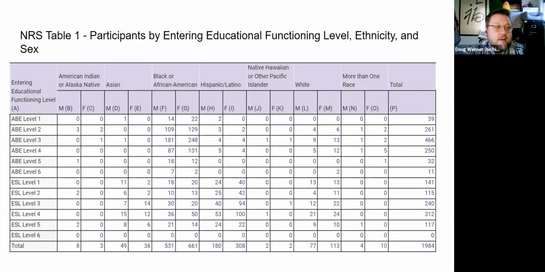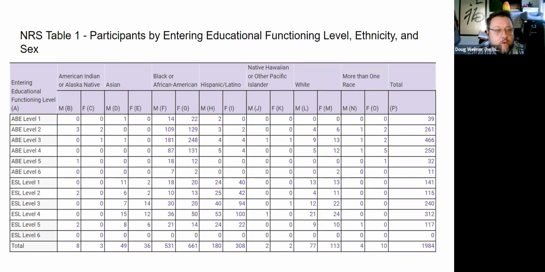This is a typical NRS table. This table shows you all of the participants in your program based on their entering educational functioning level, ethnicity, and sex. So we see down the left side of the table, a lot of the NRS tables show you the NRS level on the left side. Now remember, for those tables that are organized this way, this is their entering level. So if someone shows up at ABE level 4, that means that they started that program year at ABE level 4. If they make a gain to ABE level 5 and they still keep going this year, that's awesome, but their information is going to show up under ABE level 4.